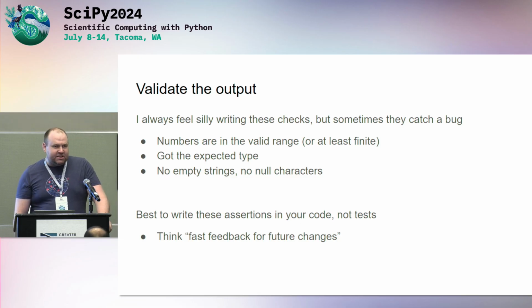These do catch bugs. I always like to write them as assertions in my code rather than my tests. Because if these conditions come up during production or during a research run rather than during a test run, I still want to know about that. I think about this as finding out more quickly when I've written a bug in future.